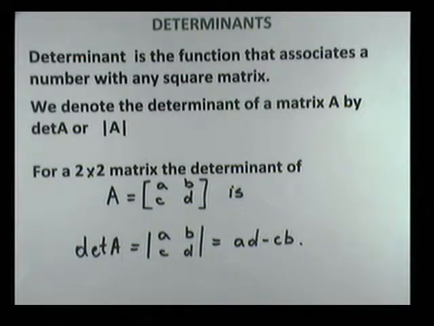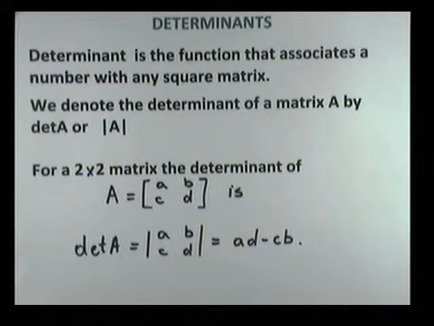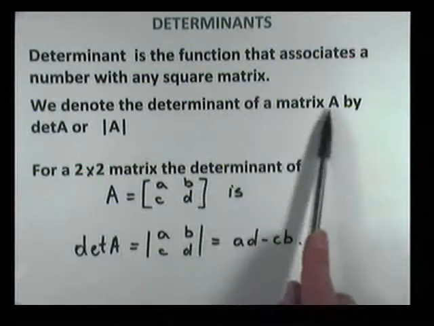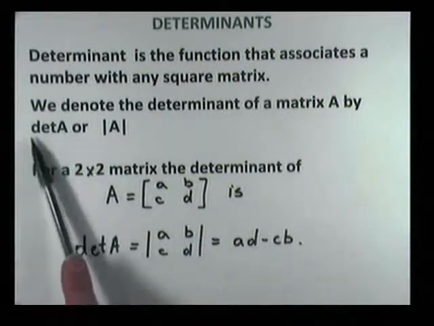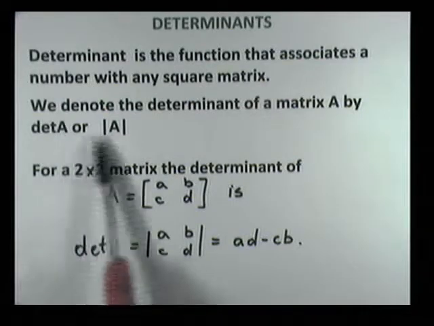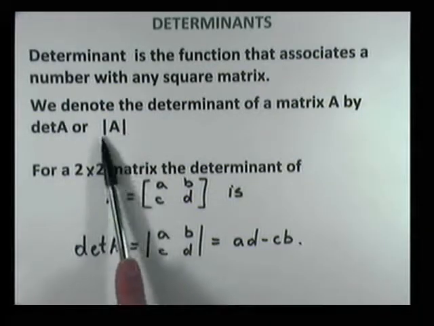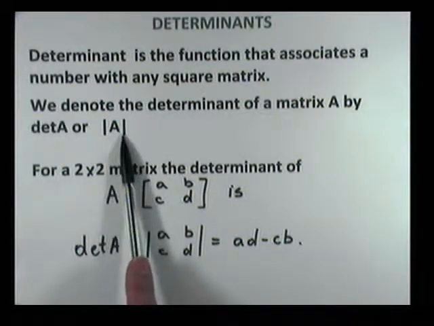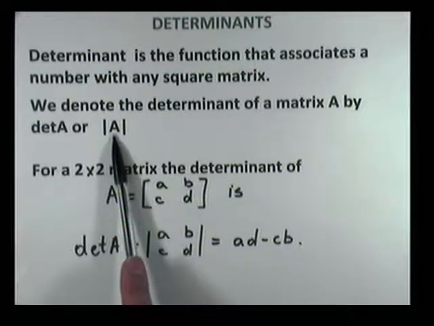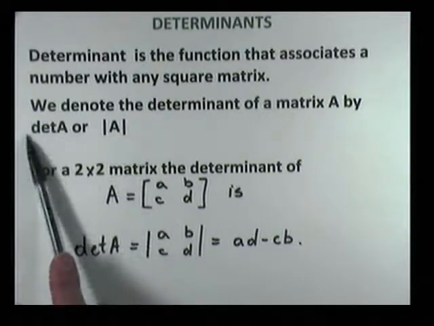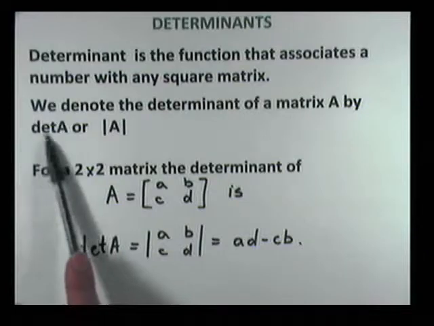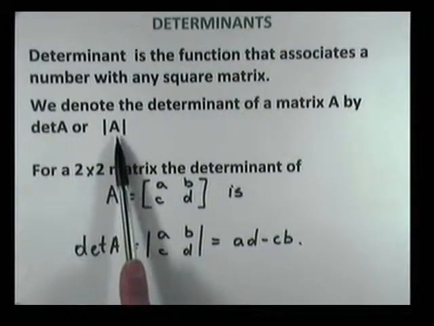Determinants. The determinant is a function that associates a number with any square matrix. We denote the determinant of a matrix A by writing det A or A in straight lines. This does not mean absolute value. That's a notation for determinant. So we either denote it as det of A or straight lines around A.